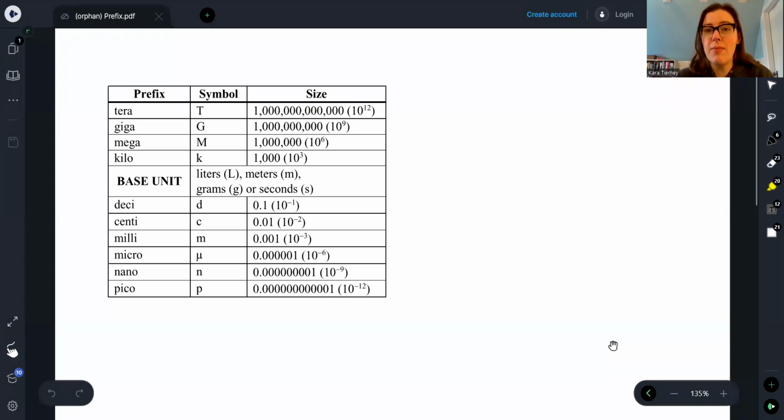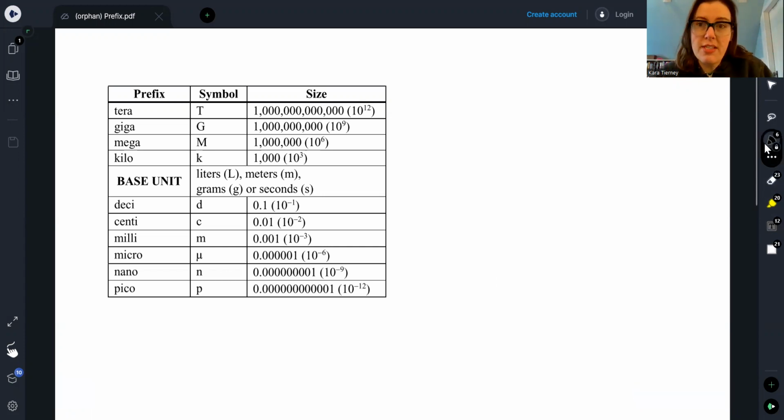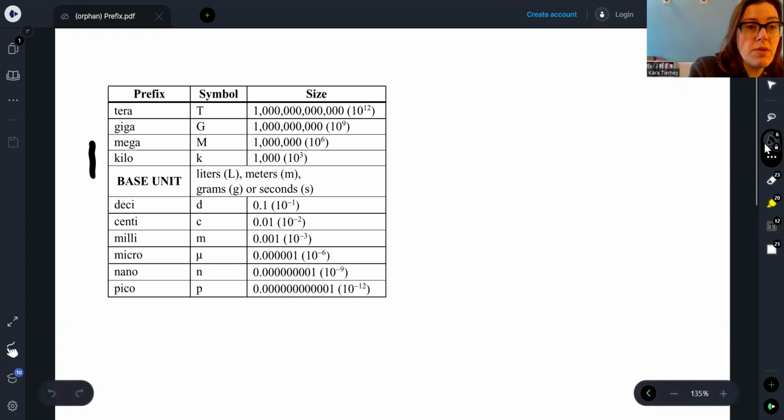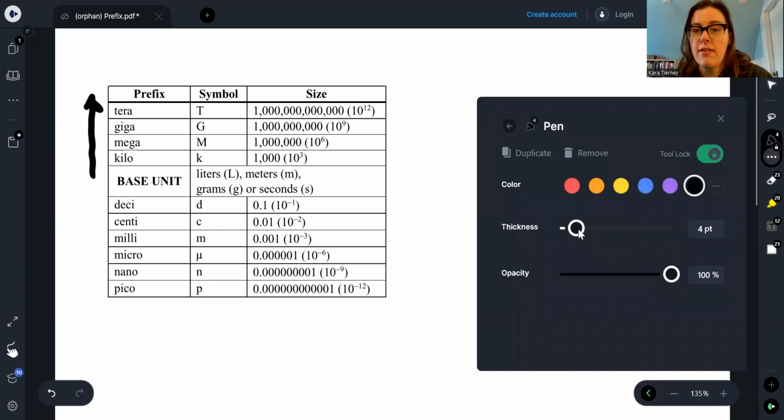So I'm going to pull up a table for us to look at. Here we go. Here's your table. And let me make sure that I am able to write. Right. So here's our prefixes for the metric system. As a reminder, all the units as we go up. Wow, that's a really thick marker, Tierney. Let's make that a little bit thinner.